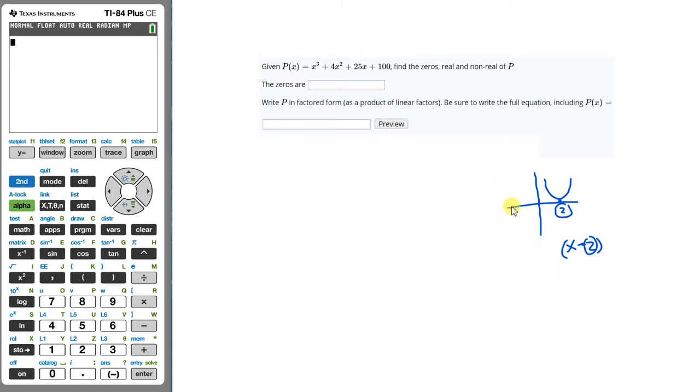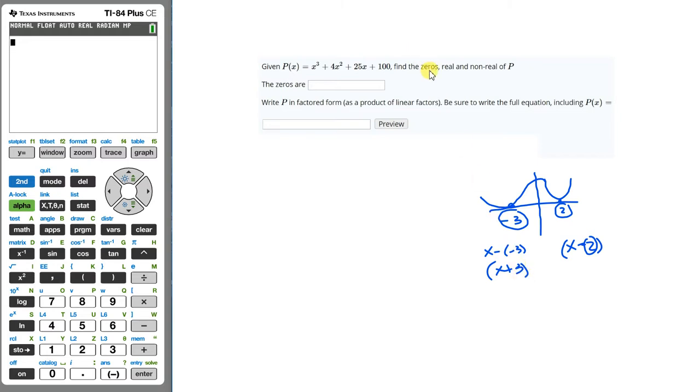If the number was a negative number, like let's say negative 3, let's say the function had another intercept there, then the corresponding factor would be x minus negative 3, which is the same as x plus 3 as a factor. So x take away the x-intercept number gives you a factor. That's called the correspondence between factors and x-intercepts, which is very important.